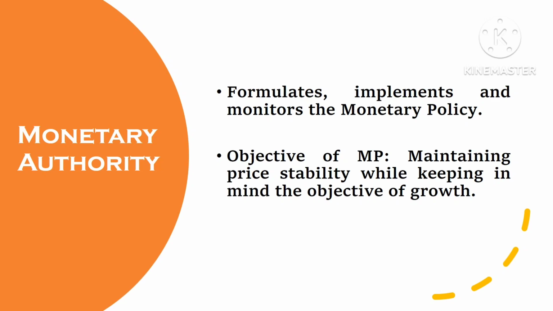To achieve this objective, RBI uses some direct and indirect instruments such as repo rate, reverse repo rate, standing deposit facility, marginal standing facility rate, liquidity adjustment facility, bank rate, SLR, then CRR. So using these instruments, RBI achieves its objective of monetary policy.